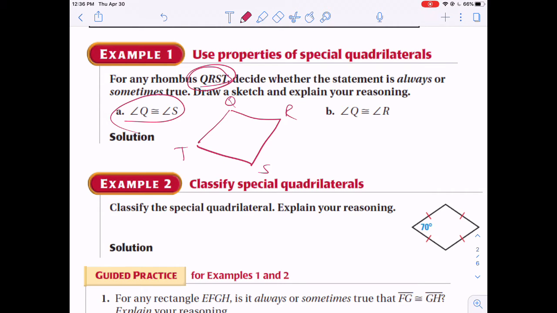Well, let's see. This is Q here. And what do you know about opposite angles on a parallelogram? Well, they're equal, aren't they? So this is a true statement. This is always true.